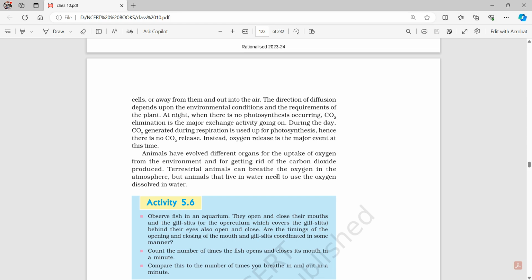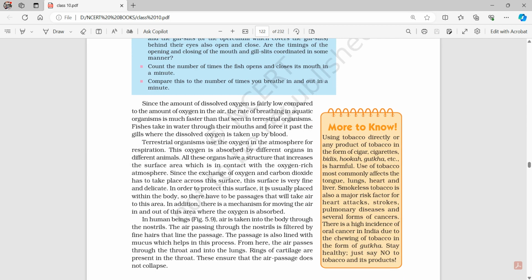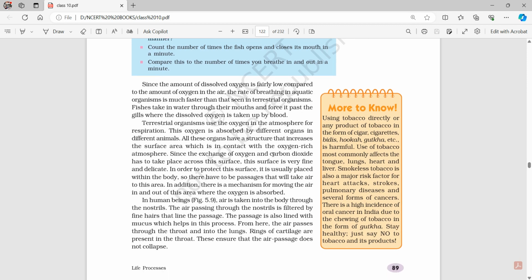Terrestrial animals can breathe the oxygen in the atmosphere, but animals that live in water need to use the oxygen dissolved in water. Since the amount of dissolved oxygen is fairly low compared to the amount of oxygen in the air, the rate of breathing in aquatic organisms is much faster than that seen in terrestrial organisms. Fishes take in water through their mouth and force it past the gills, where the dissolved oxygen is taken up by blood. Terrestrial organisms use the oxygen in the atmosphere for respiration.